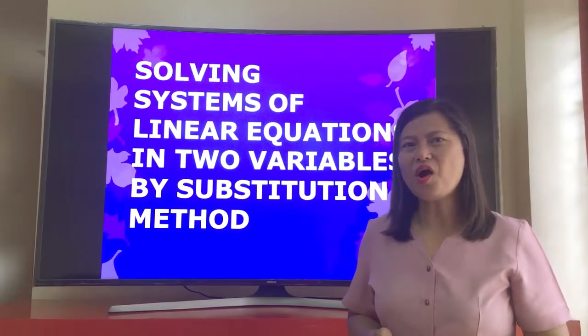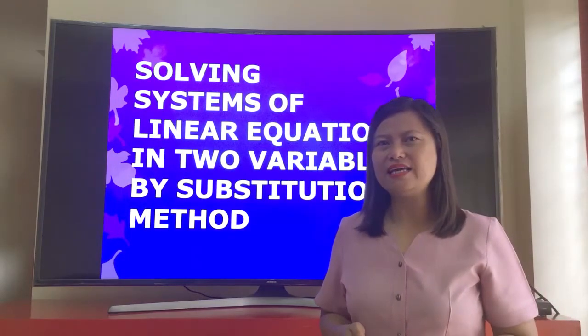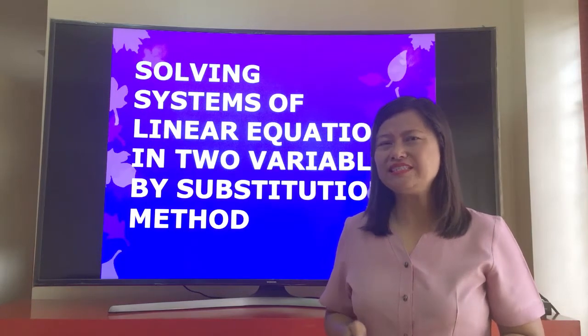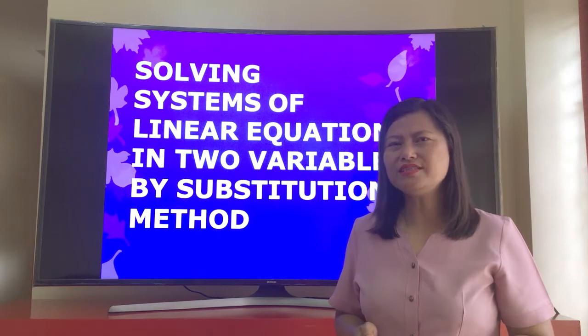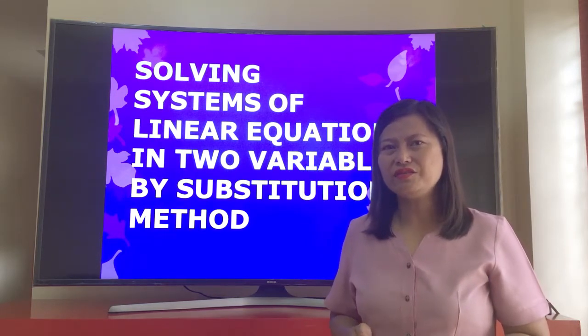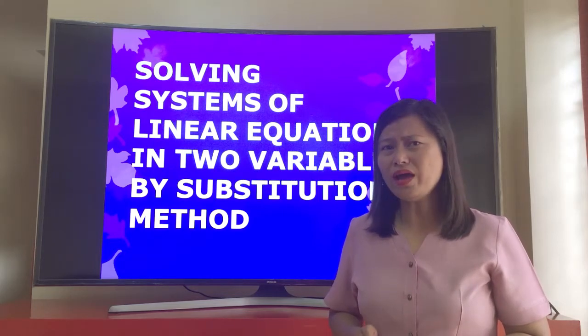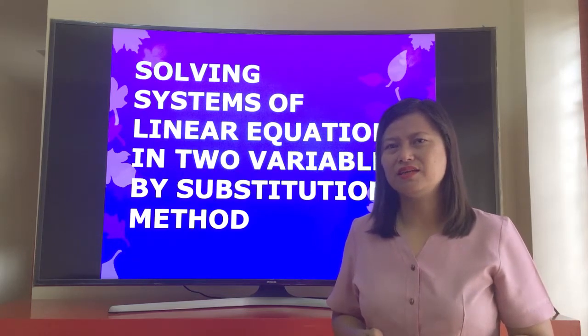What is the meaning of the idiomatic expression, there are several ways of skinning a cat? It means there are many ways to do something. There are many ways to achieve a goal. How will you apply it in mathematics?